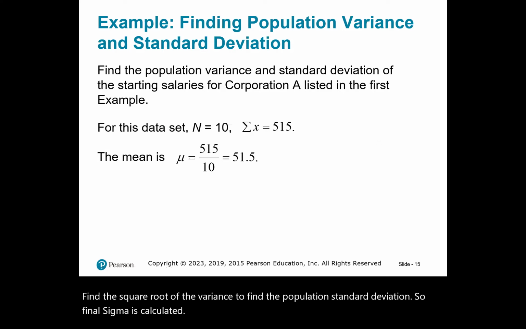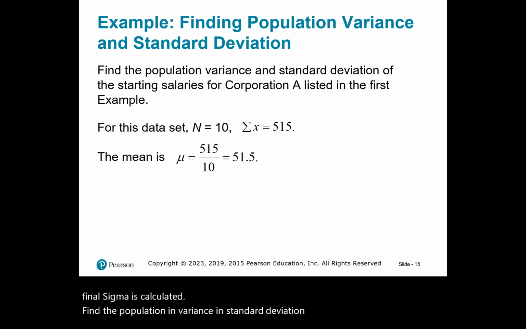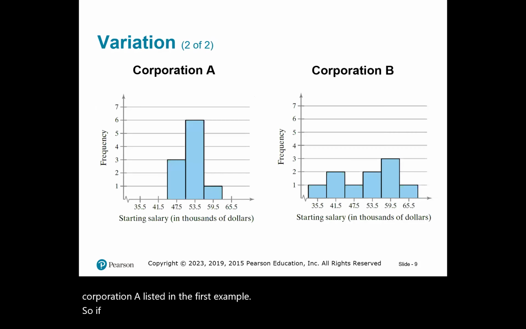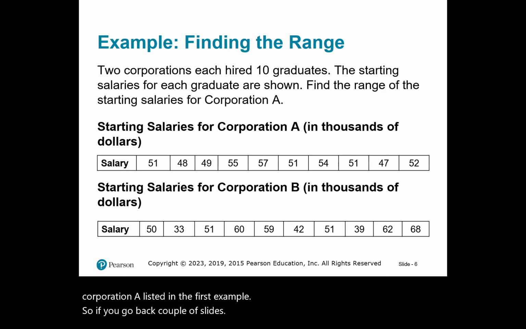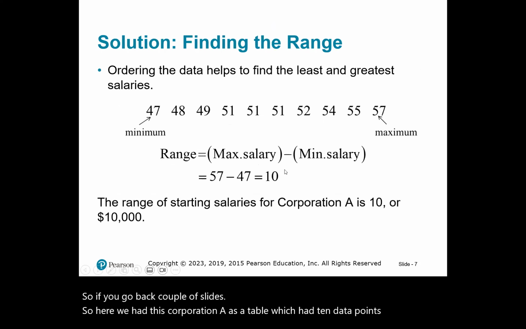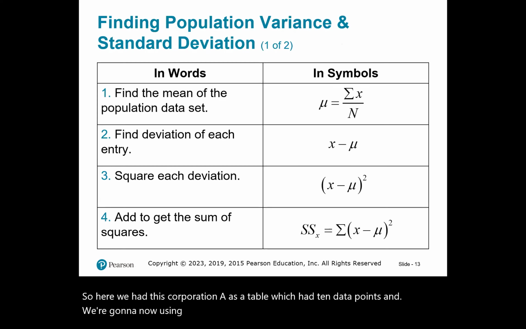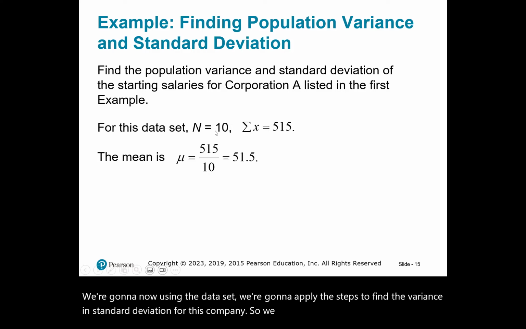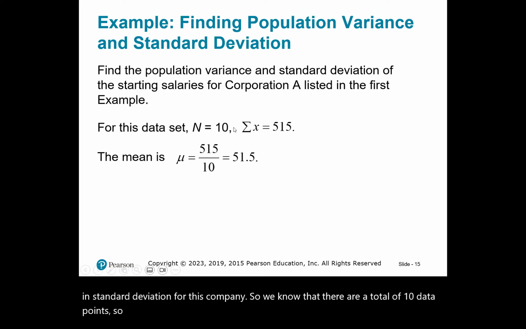Find the population variance and standard deviation of starting salaries for Corporation A listed in the first example. So if we go back a couple of slides, here we had this Corporation A as a table, which had 10 data points. And now, using the data set, we're going to apply the steps to find the variance and standard deviation for this company. So we know that there are a total of 10 data points.